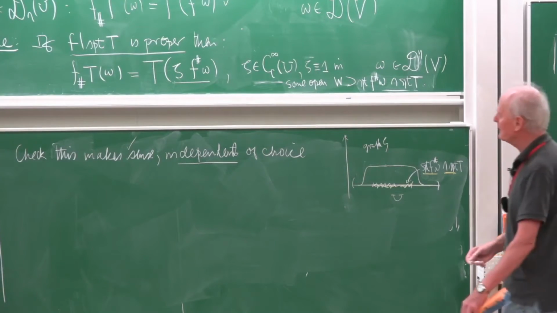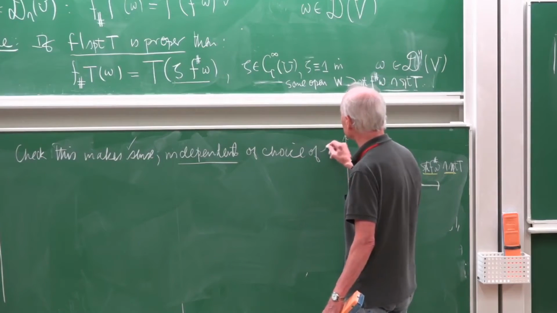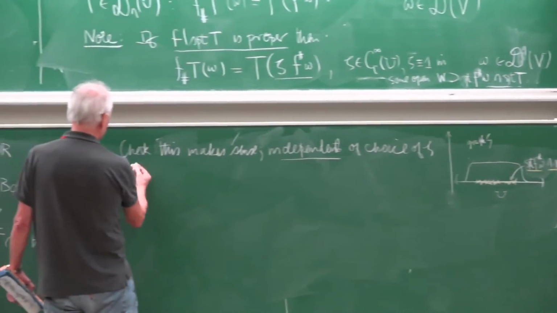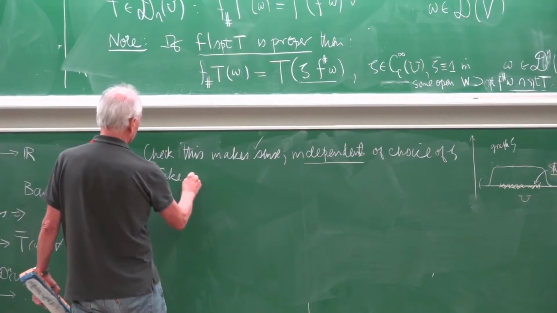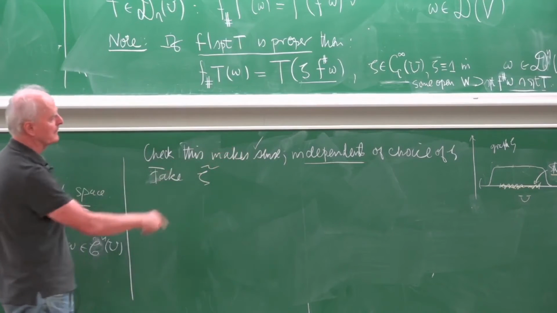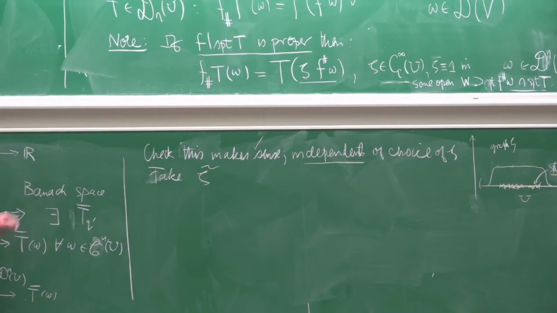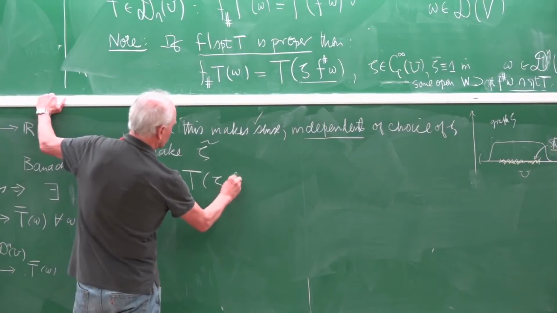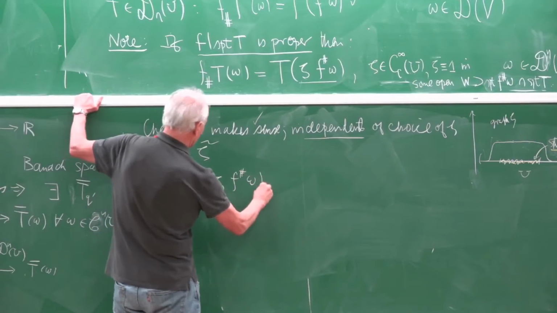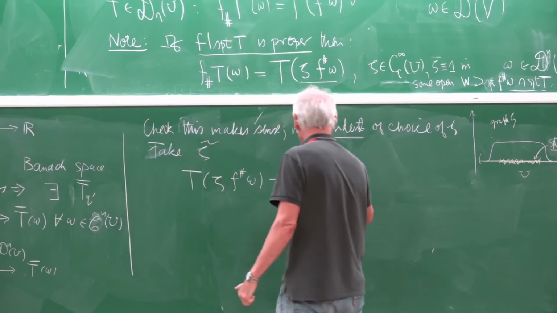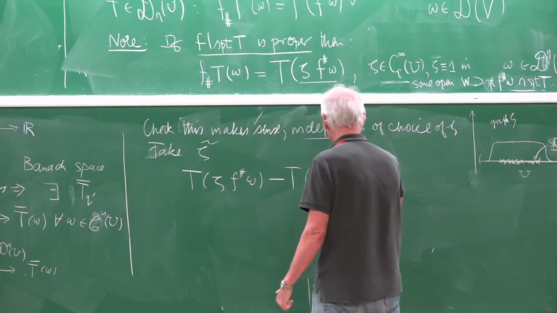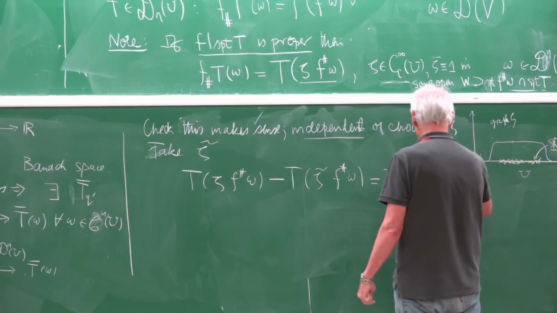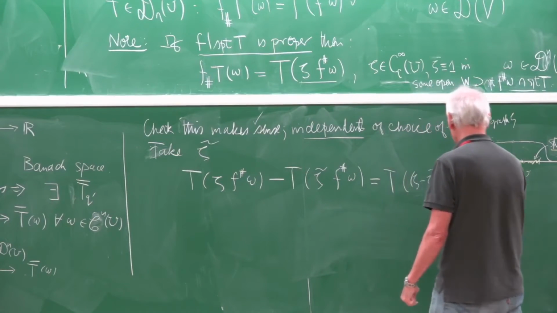So you do that, but now we've got to show that it's independent of the choice of zeta. So take another zeta tilde satisfying the same conditions, identically 1 in the neighborhood of the support. And then observe that T of zeta F sharp omega minus T of zeta tilde F sharp omega, by linearity, that's just T of zeta minus zeta tilde of F sharp omega.